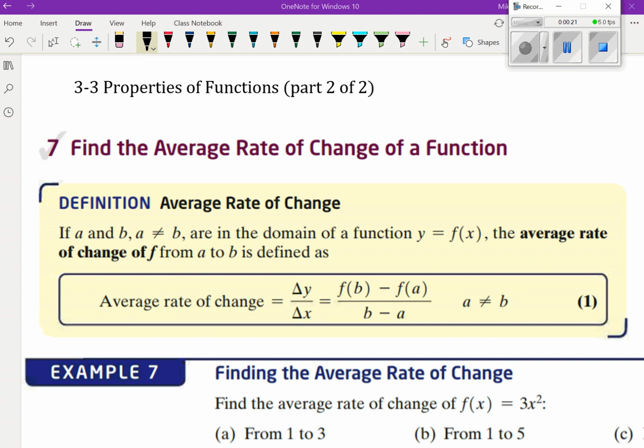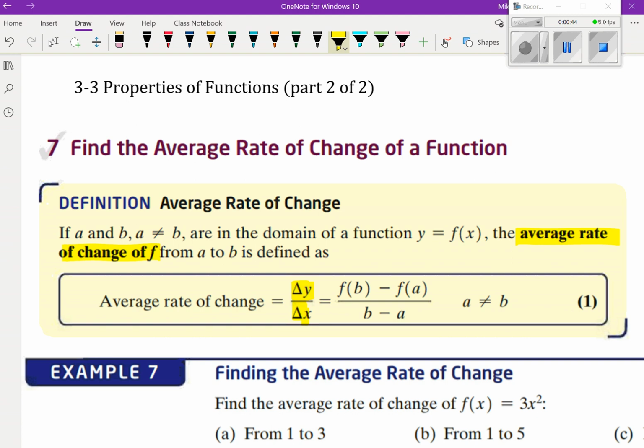Really, the average rate of change is nothing more than slope. So we take a look at the definition here. If a and b, a not equal to b, are in the domain of the function, and y is the same as f of x, then the average rate of change from a to b is defined as change in y over change in x. So delta y over delta x, we've used that before. And so that is just the slope.